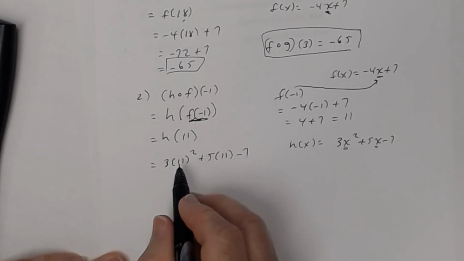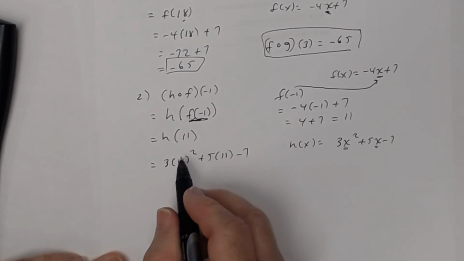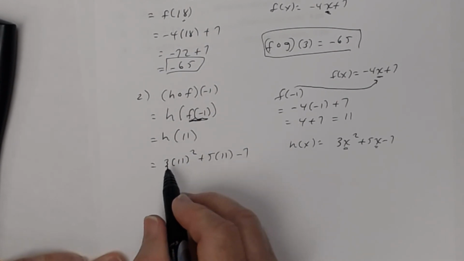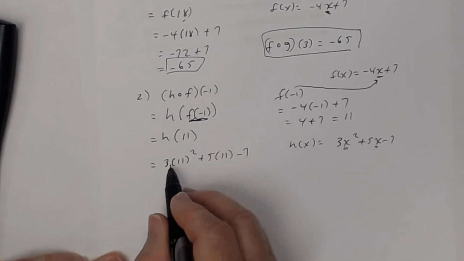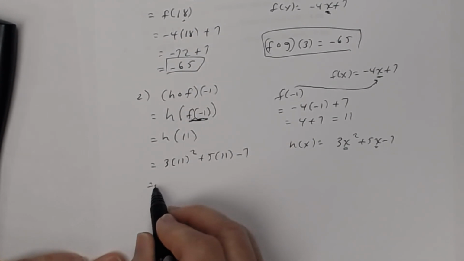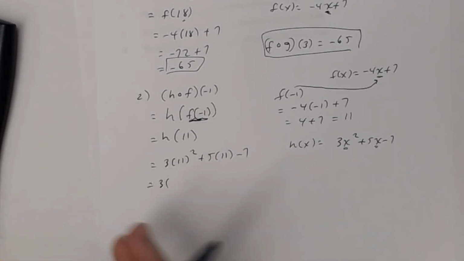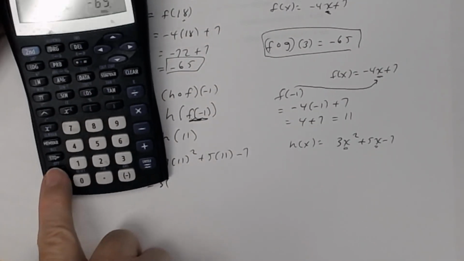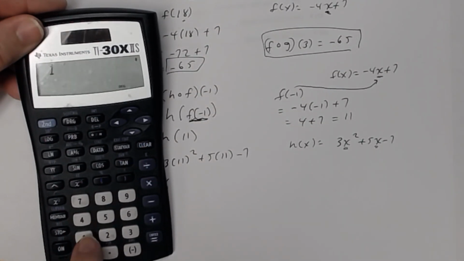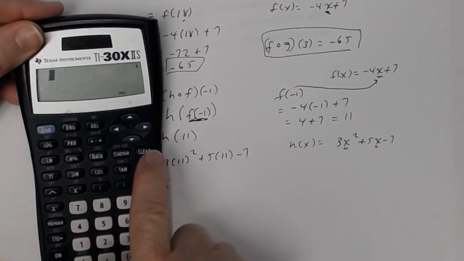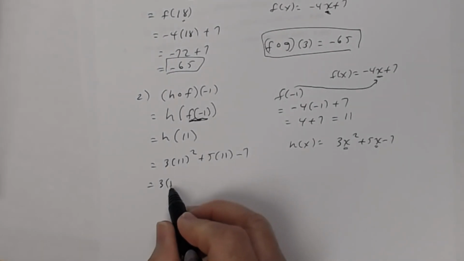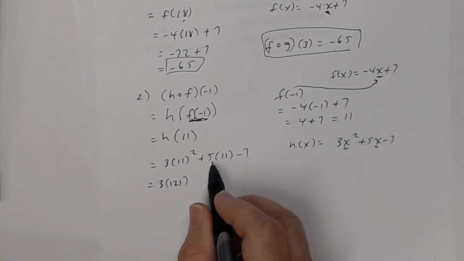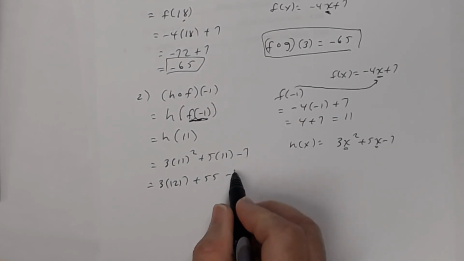All right, so now we got to do the order of operations. I'm going to have to do exponents before I multiply. So don't say 3 times 11 is 33 and then square it. Order of operations: you have to do exponents, then multiplication. So this becomes 3 times, and 11 times 11 is 121, but if you didn't remember it, just use your calculator. 11 squared is 121. And then 5 times 11 is 55 minus 7.